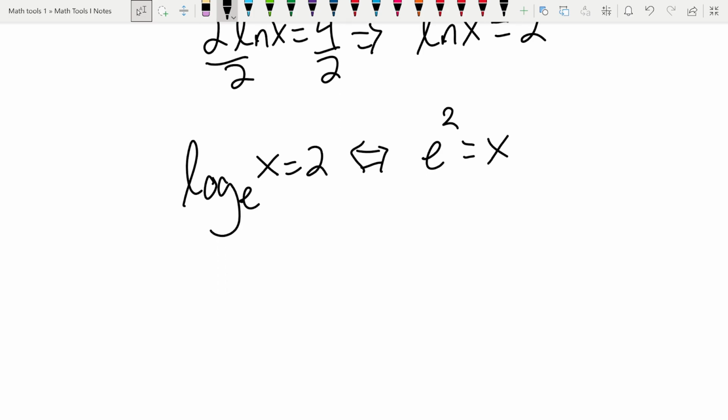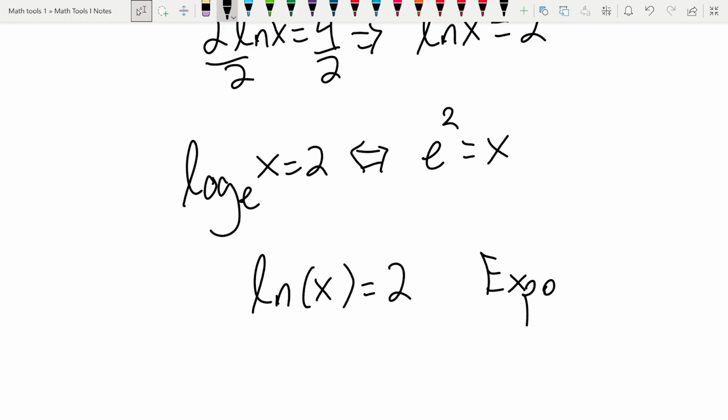Now, if you don't want to use that property, you can do what's called exponentiate. Natural log of x equals 2 is what we have. So we exponentiate, which means that we take some number and raise both sides to that number. In this case, we could do e. So we make this e to the natural log of x equals e squared.